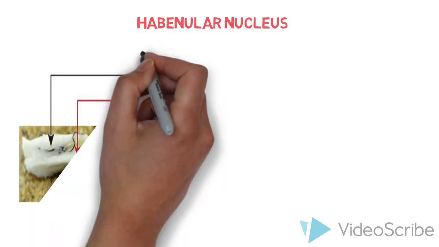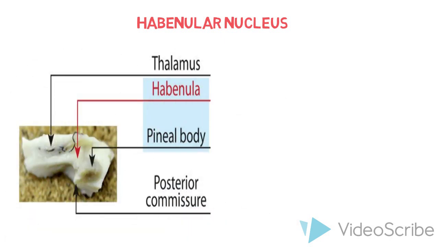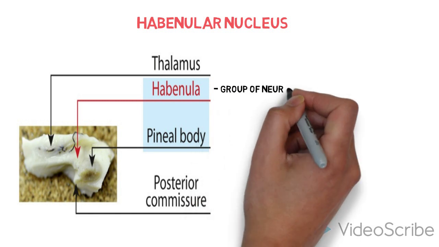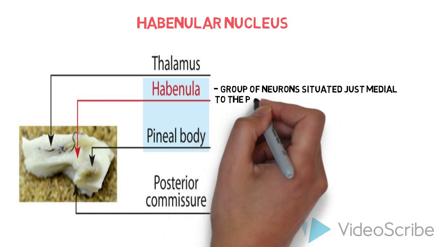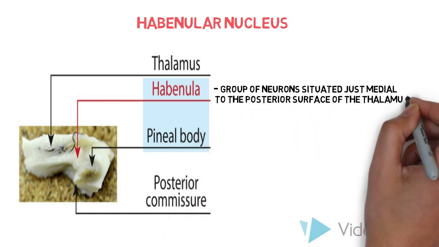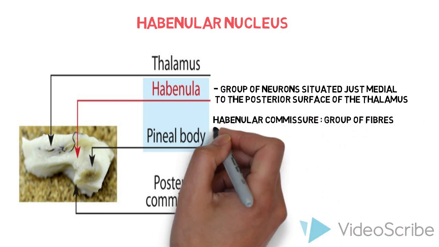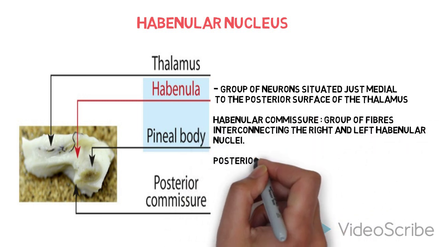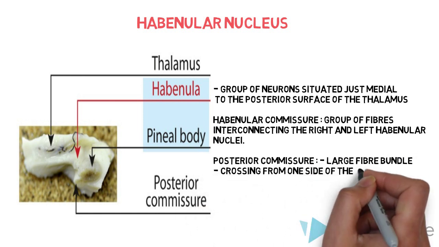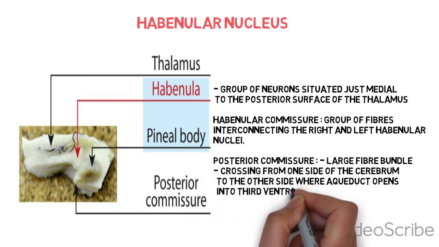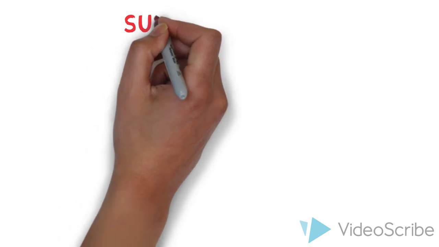The habenula nucleus is a small group of neurons situated just medial to the posterior surface of the thalamus. The habenular commissure is the group of fibers interconnecting the right and the left habenula nuclei. The posterior commissure is a large fiber bundle crossing from one side of the cerebrum to the other side, to where the aqueduct opens into the third ventricle.